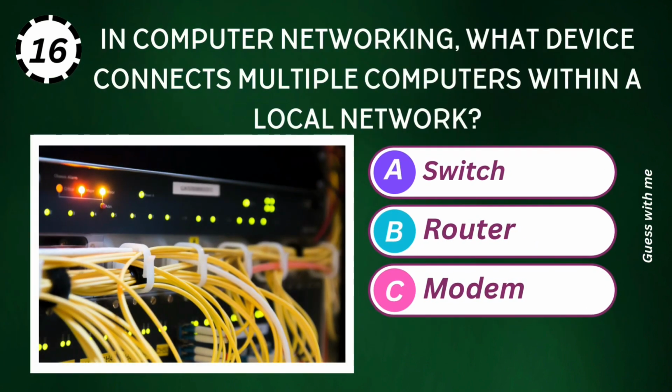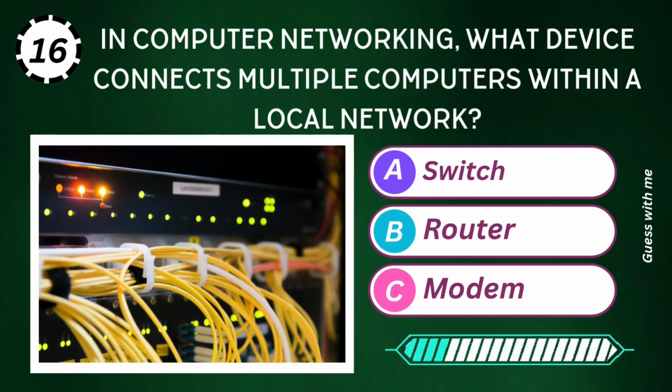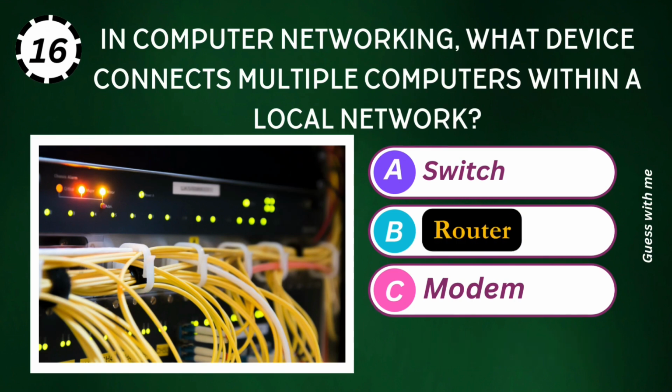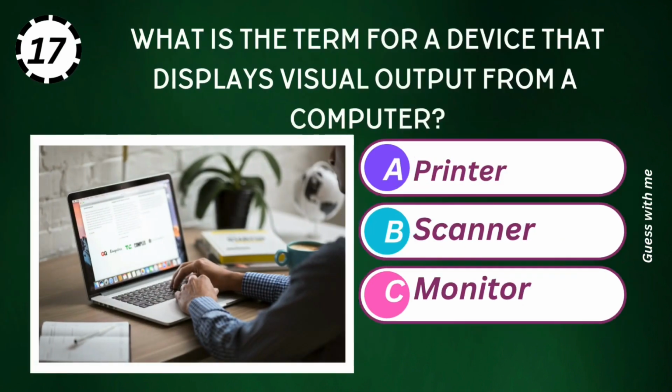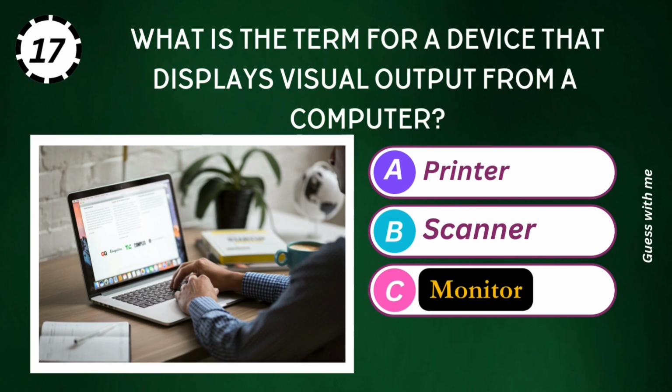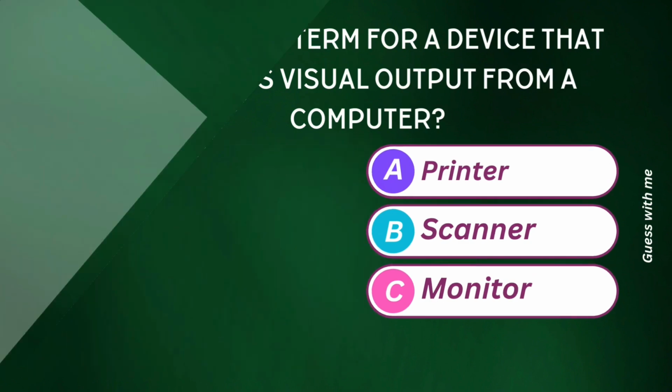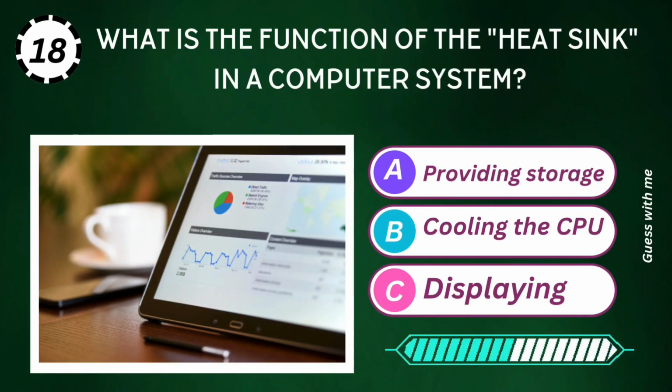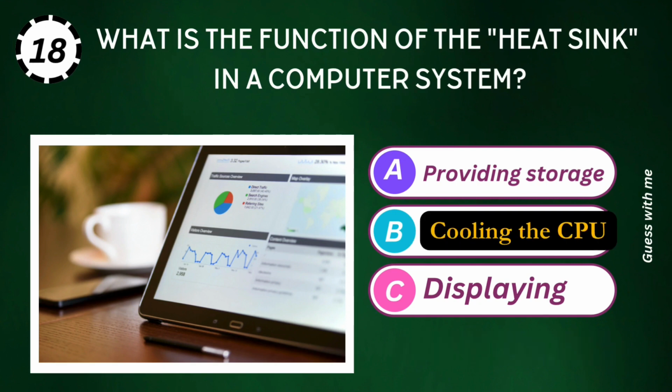Number 16 is: in computer networking, what device connects multiple computers within a local network? Router. Number 17. What is the term for a device that displays visual output from a computer? Monitor. Number 18. What is the function of the heatsink in a computer system? Cooling the CPU.